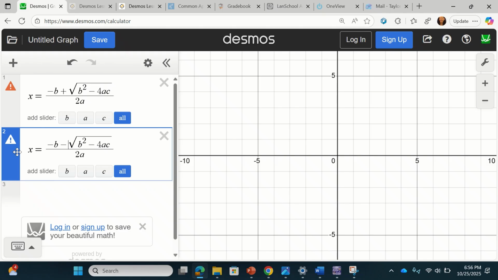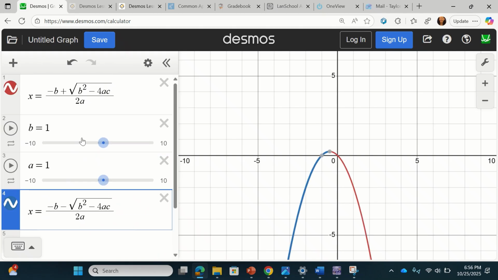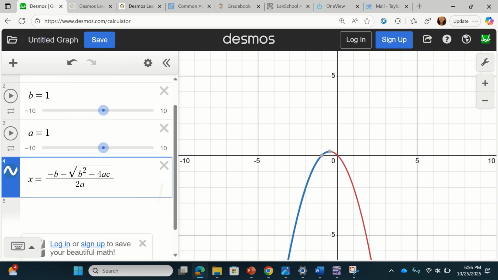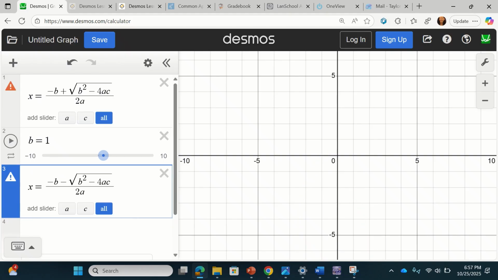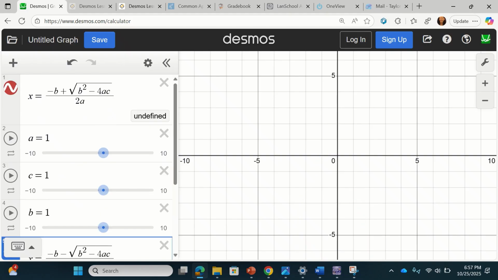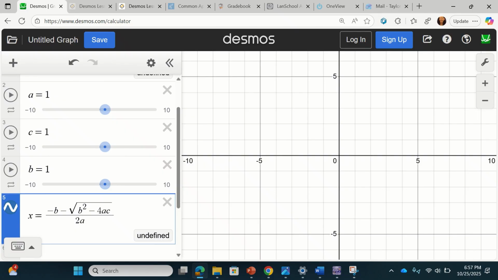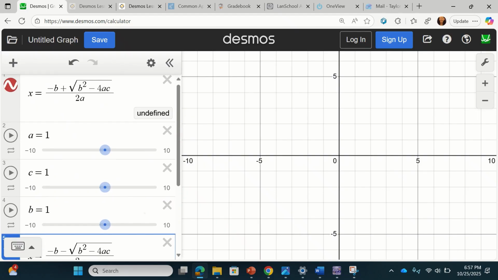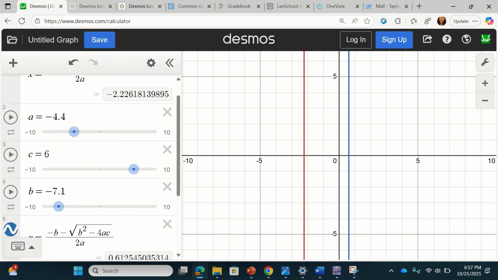Now it's asking us to add sliders. So I'm going to see if I can tweak this. Where's the C? Wait a minute. There we go. We wanted all of them. I don't know what happened there. All of them. So what we got going on there is we have now added these sliders, okay? And what these sliders do is they allow us to mess around with the values of A, B, and C.